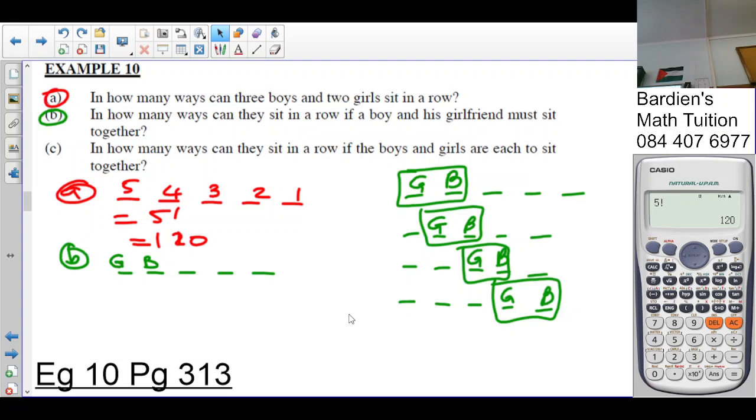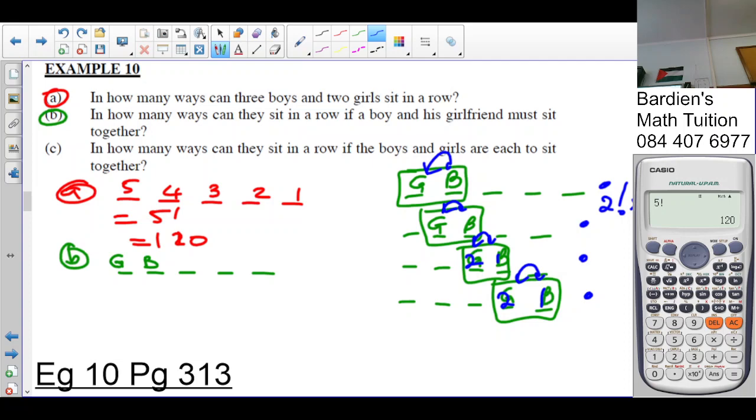Can you see that? Then I said that can happen how many ways? 1, 2, 3, 4 different ways. So it's 4 factorial. But the girl and the boy can also interchange. So how many options do I have here? 2, then 1. And so on. So if I got 2, then 1, is that not 2 factorial? There we go.